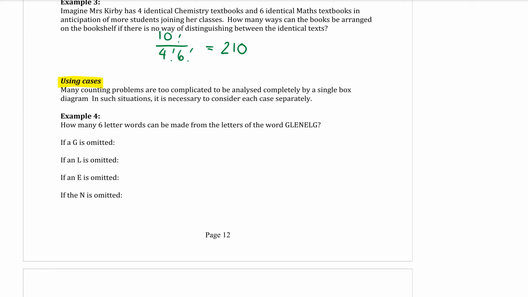Now, first of all, Glenelg: 1, 2, 3, 4, 5, 6, 7. There are 7 letters there. Okay, I've got 7 letters. It's the first thing we notice. And I need to put 6 of them in order.